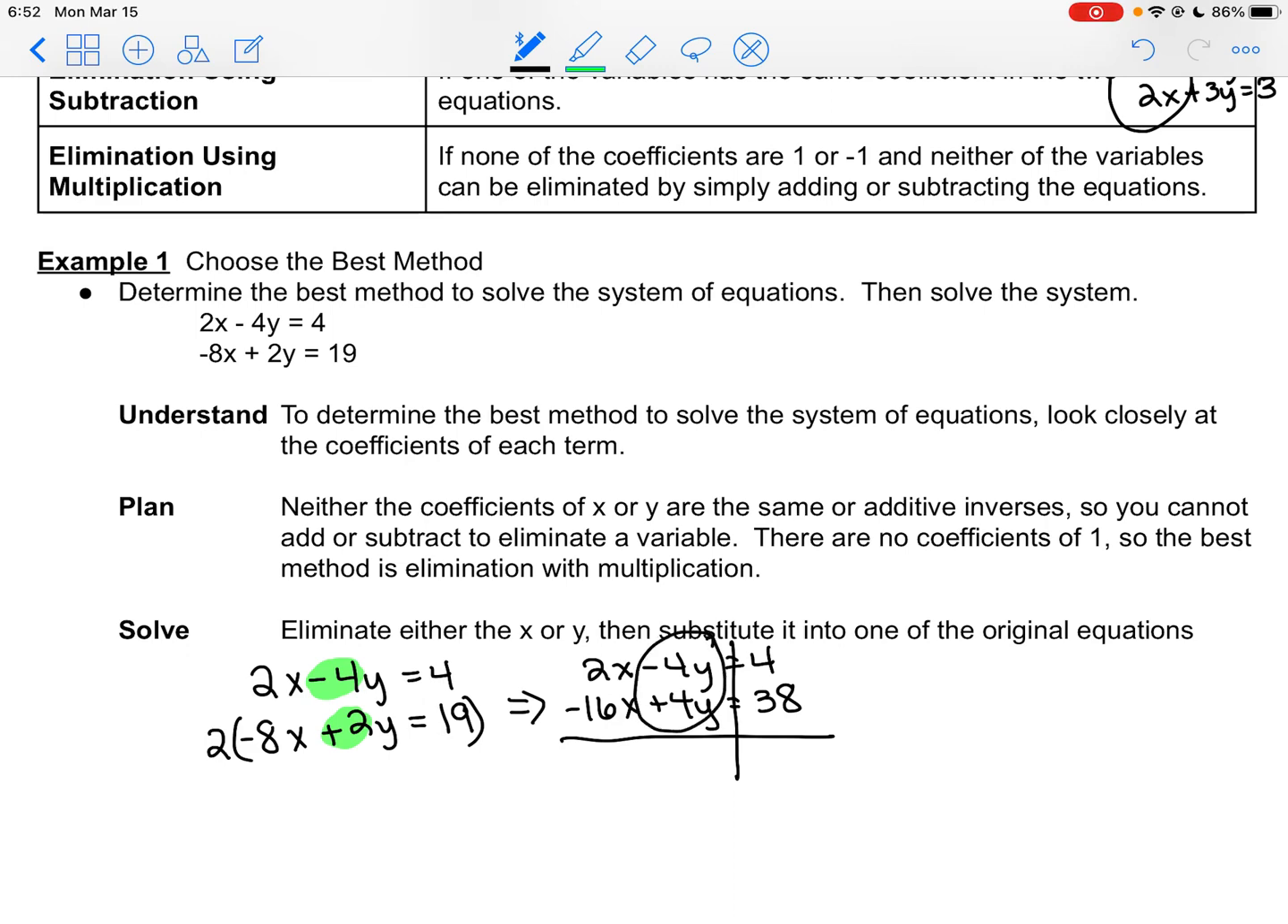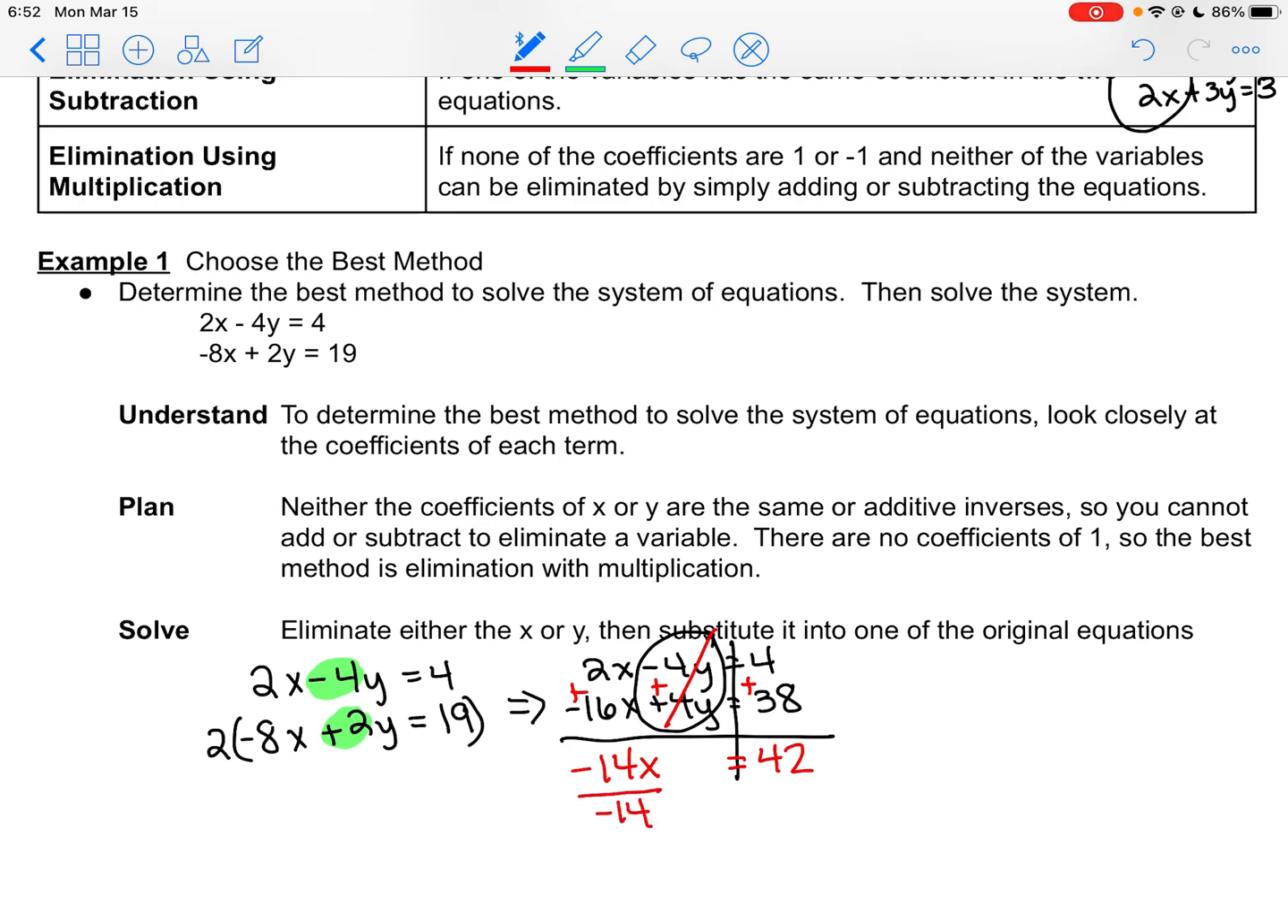Now, those two numbers, they're both 4s and they have opposite signs. So what I would do to eliminate this is to add. And if I add that one to eliminate, I'm going to have to add everything else as well. So for the x values, I have 2 plus -16, which is -14x. And over here, I have 4 plus 38, which is going to be positive 42. So I have -14x equals 42.